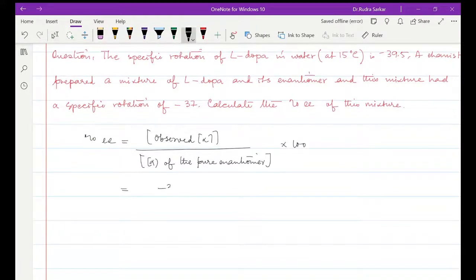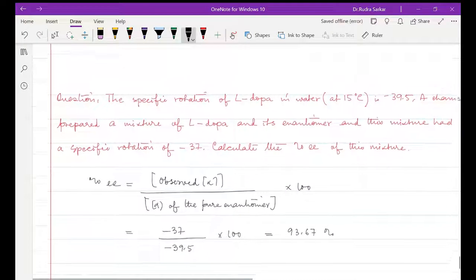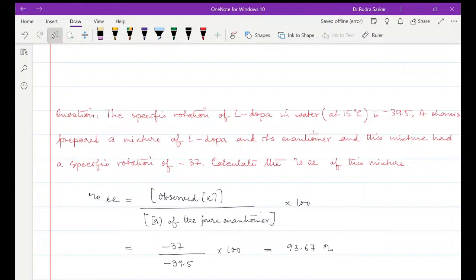So this is minus 37 divided by minus 39.5 into 100. And that would be around 93.67% of enantiomeric excess. Okay, so that is how we need to calculate and solve these type of problems.